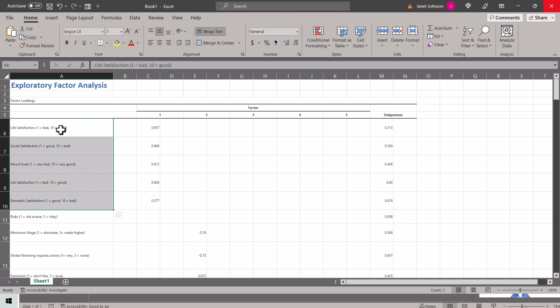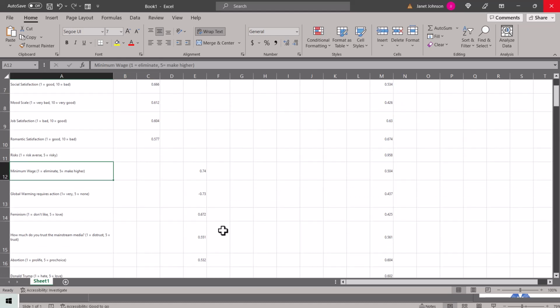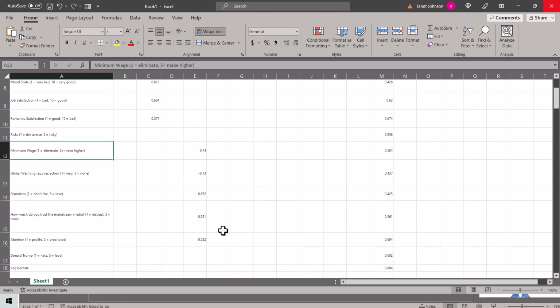It is comprised of these items, and then you look at them and try to figure out what the underlying structure is that these are all related to. This would be some sort of life satisfaction, I think. That's why that's the highest correlated there. Overall satisfaction.